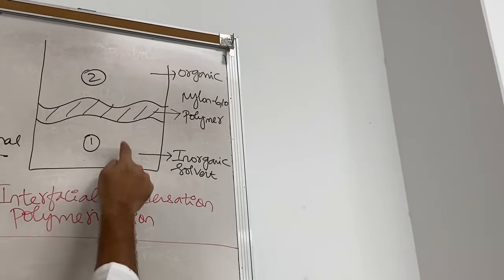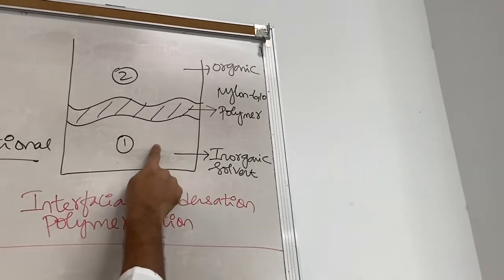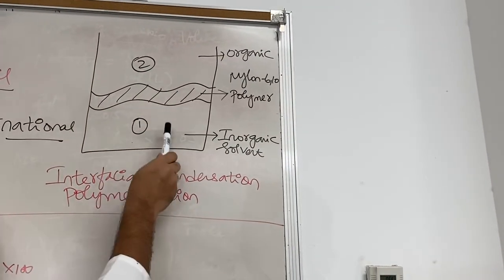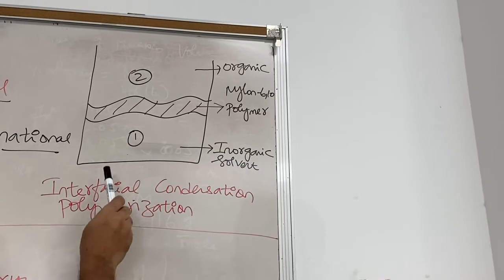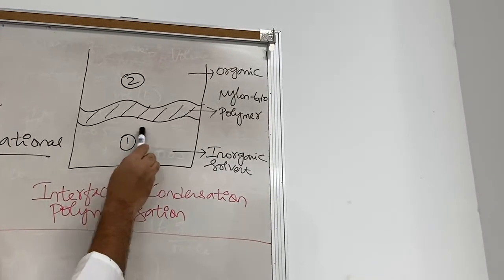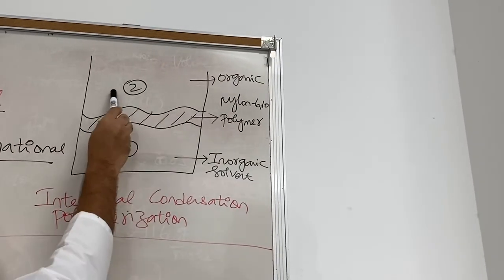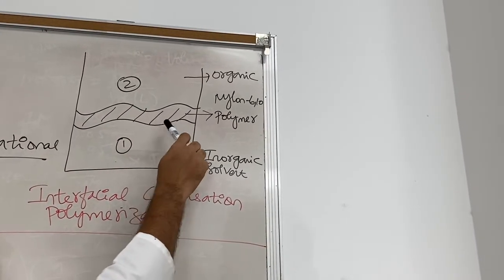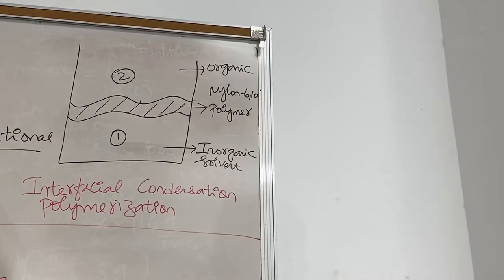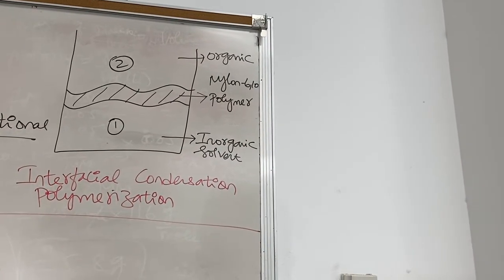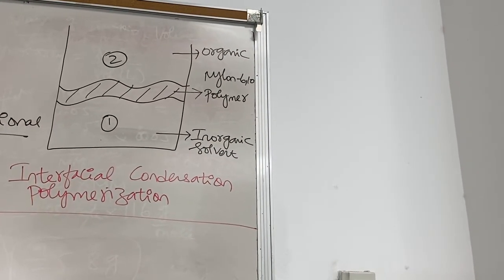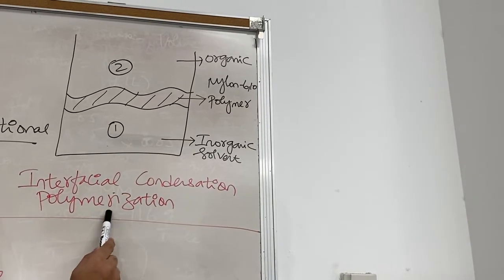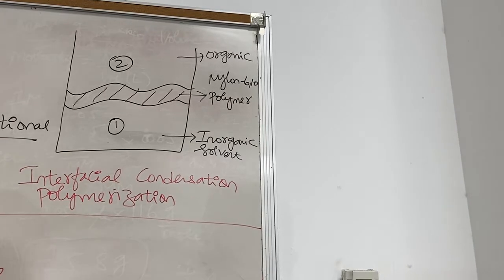So these two phases are like oil and water. Oil and water will not mix. It will form a heterogeneous solution, two phases. So what will happen? Only the monomer from the first phase and the monomer from the second phase will react in between the two layers. Then we have to collect the polymer with the help of a glass rod. We have to wind up the polymer in a fiber form. So that's why we are calling it interfacial condensation polymerization.